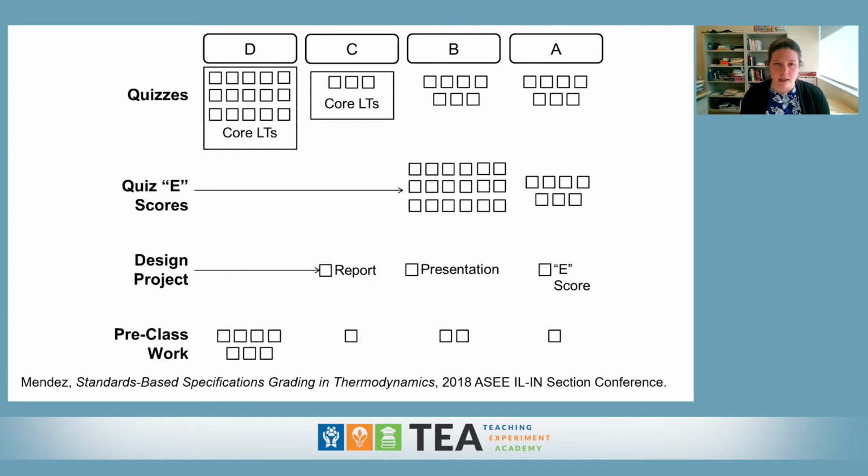If they earned everything in one letter and one category for the next higher letter, then they get a plus. So if they met all the C requirements and one of the B requirements, they have a C plus. If they met all of the requirements except one, say all the B requirements except for the pre-class work, then they'd have a B minus. That's how I did the plus and minus. And then an F was if the D requirements were not met.